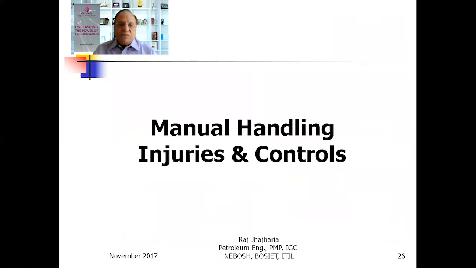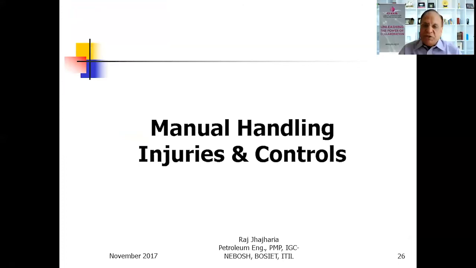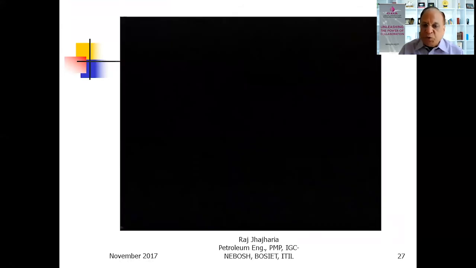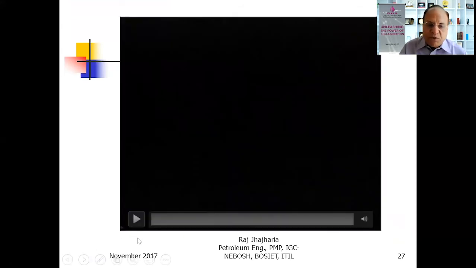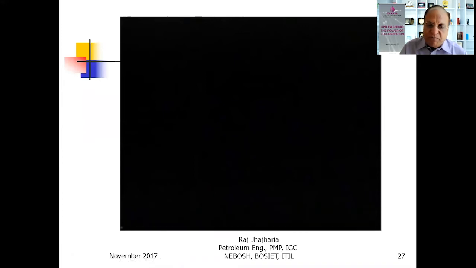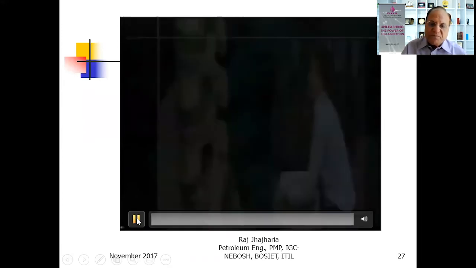So now let's look at what are the types of manual injuries while we are working with hand. When you are working with hand in any facility, there are many different types of injuries which can happen, and there are different controls which we must employ. And this I will show you through a video. So please enjoy this video, and I'm sure you will benefit from this video.